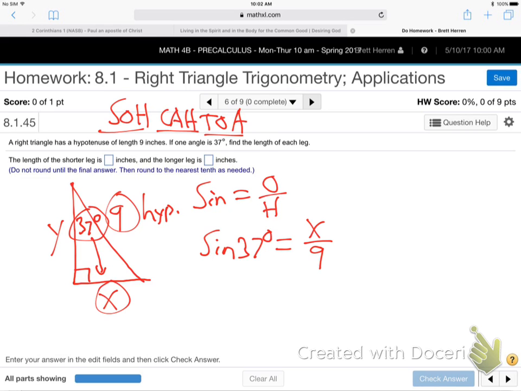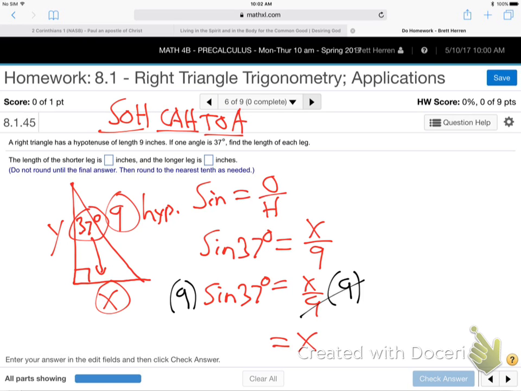So we can solve that easily enough for X. Just multiply both sides by 9. So X over 9, multiply both sides by the 9, and then those cancel. And so we get X equals 9 sine 37. Somebody have that in their calculator? Round to the tenth, so just one decimal place. 5.4? Yeah, because it says tenth place here, so just one place. So 5.4, so we got X.